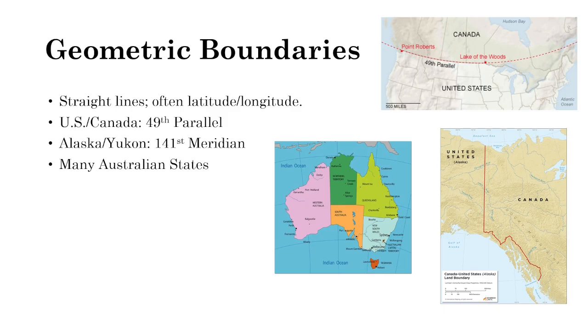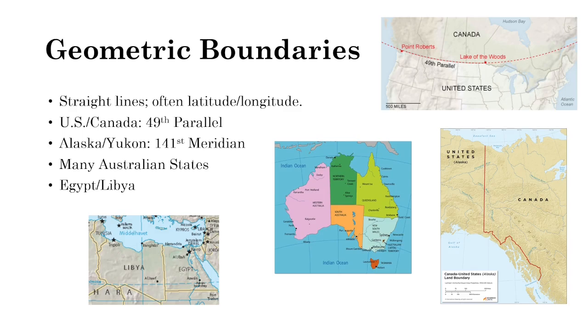There are many Australian states, many American states, and some Canadian provinces that are divided by straight lines as well. It's very common to see straight lines as boundaries within countries or even between countries. Egypt and Libya is an example of between countries. We have a little bit of a straight line here. Libya and other countries, Egypt and Sudan, also have a geometric boundary because it's a straight line here. It's not an antecedent boundary because we're not dividing it based on some natural feature like a river, for instance.